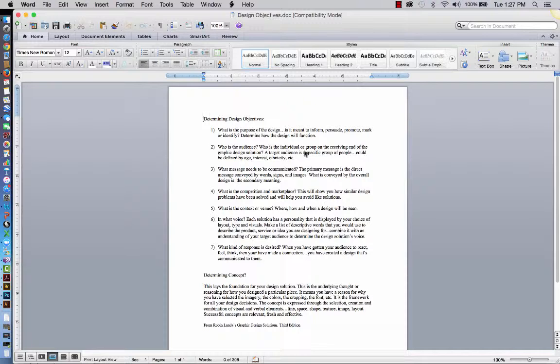That's a little bit more difficult of an idea to grasp, concept versus just overall image, type and so forth. But again, remember that concept is the underlying idea, the foundation upon which your design sits. It's the reason why you choose the colors and image and type and layout that you choose, in addition to understanding who you're designing for and what message needs to be communicated.